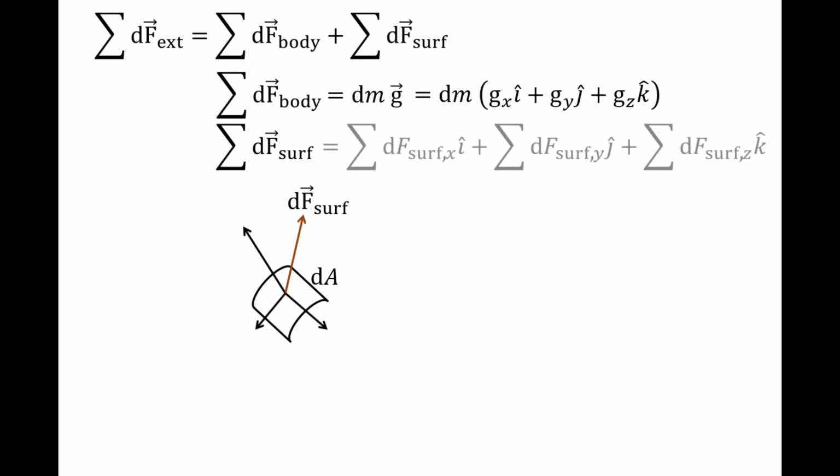If we are using a rectangular coordinate system, the surface force vector becomes the sum of the surface force components in the x direction, i hat, plus the sum of the surface force components in the y direction, j hat, plus the sum of the surface force components in the z direction, k hat.